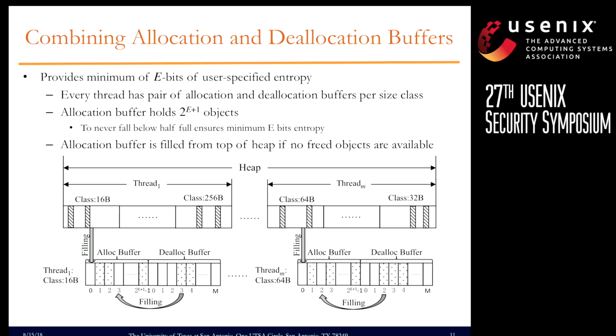The second challenge was how to provide a minimum of E bits of user-specified entropy without being required to refill the allocation buffer after every satisfied allocation request. So for this, we use a buffer that's twice the size necessary to accommodate E bits. In other words, we have a buffer capacity of 2 to the E plus 1 objects, and we ensure that we never fall below half that level.